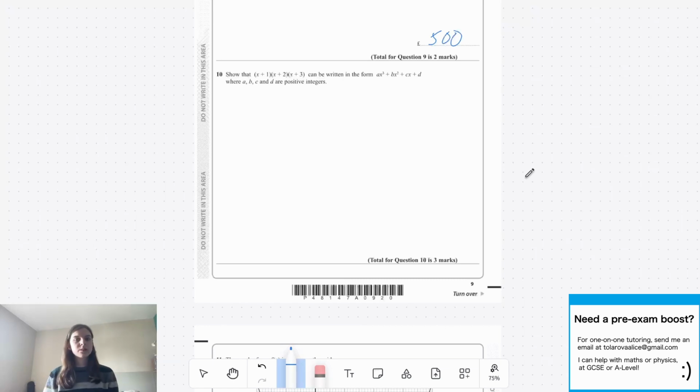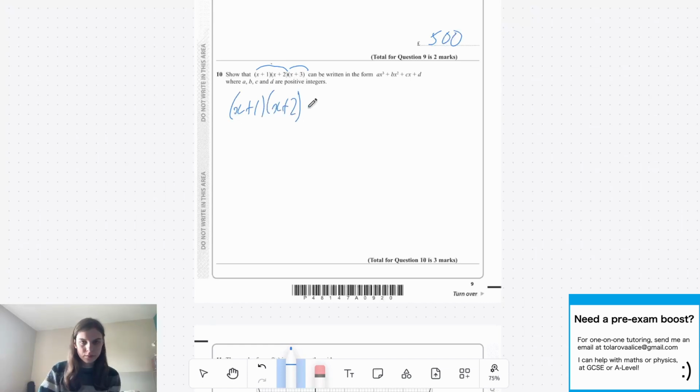Show that x plus 1, x plus 2, x plus 3 can be written in this form where a, b, c, d are positive integers. So the way that I would do this is first multiply out this bracket and then multiply the product of this by this one, so that we're not trying to do 3 multiplications at once.